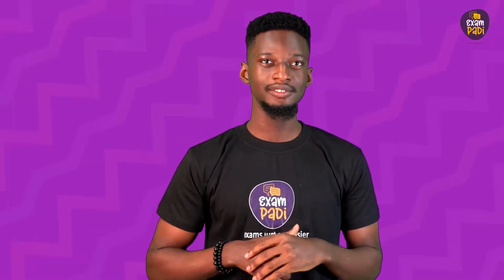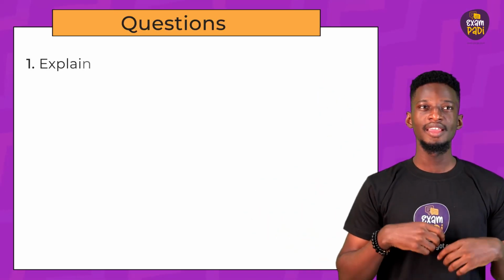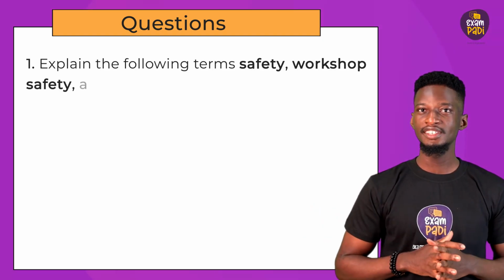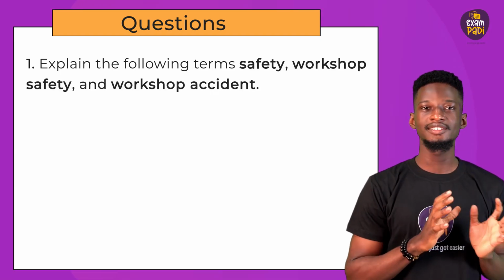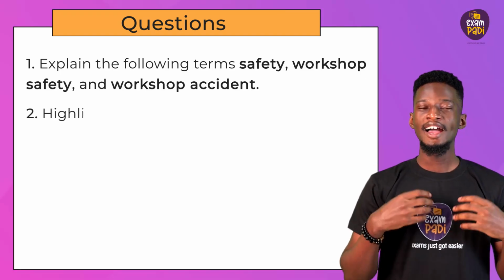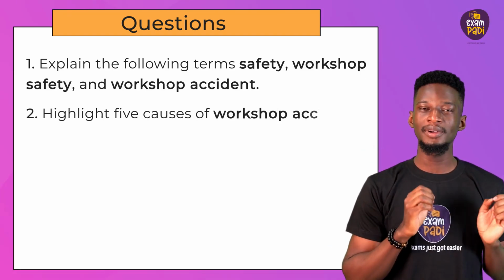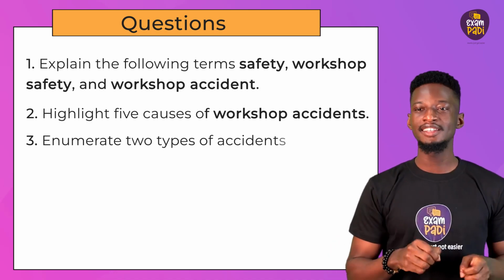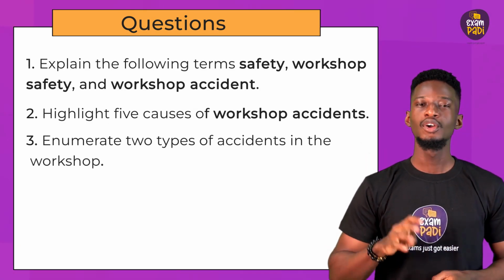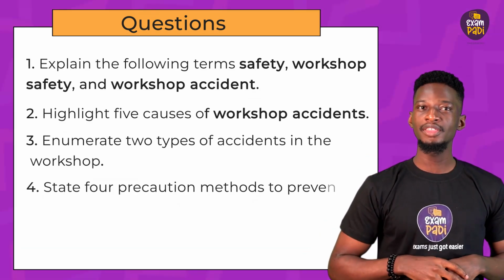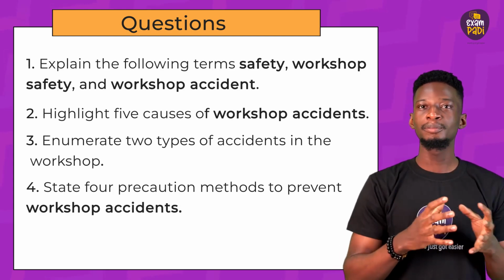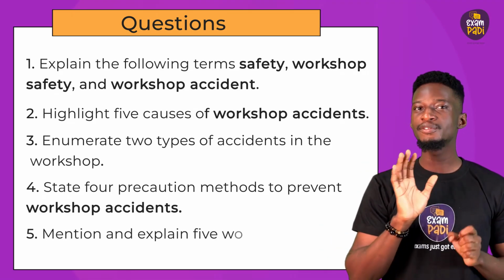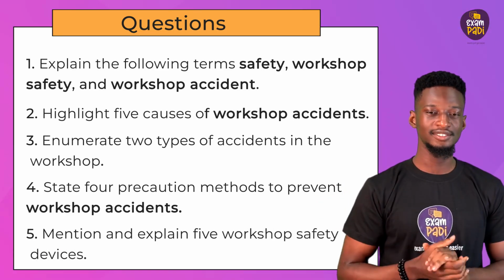Attempt the following questions. 1. Explain the following terms: safety, workshop safety, and workshop accident. 2. Highlight 5 causes of workshop accidents. 3. Enumerate 2 types of accidents in the workshop. 4. State 4 precaution methods to prevent workshop accidents. 5. Mention and explain 5 workshop safety devices.